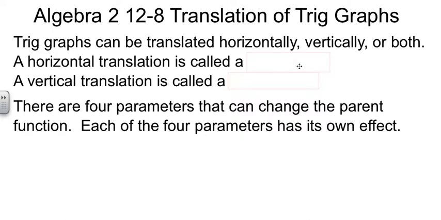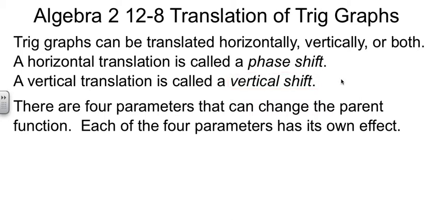If we make a horizontal translation, that is, if we move left or right, they call that a phase shift. If we make a vertical translation, they didn't come up with a cute name for that, they just call it a vertical shift.